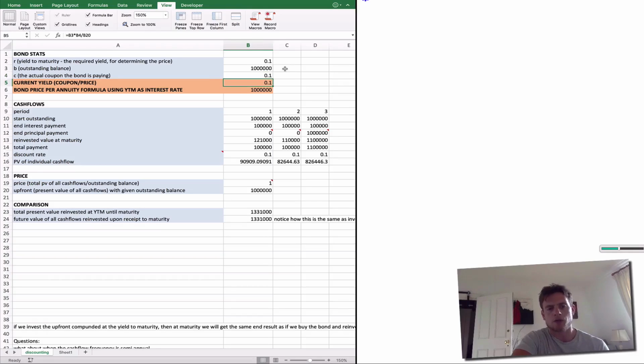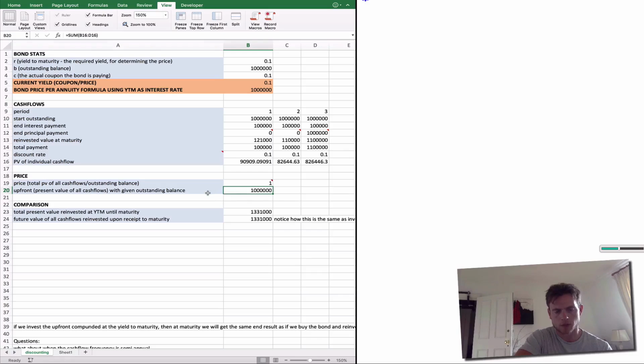which is also 10%. So if you remember, our current yield was different to the yield to maturity, and the current yield is the current coupon divided by the current price. So you can see the current yield is also the same as the coupon rate, and that is given, if you look here, by B3 times B4 over B20, which is the outstanding balance multiplied by the coupon rate, which gives you the actual coupon payment, and then divided by the price, which is down here. Okay, so that's the current yield.